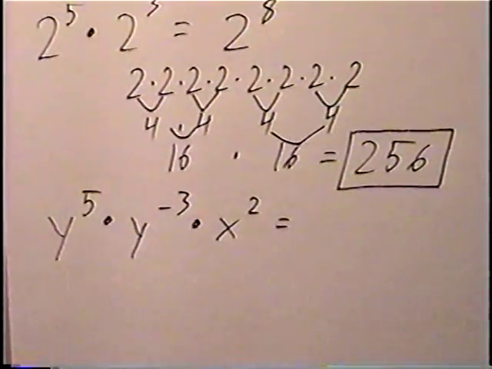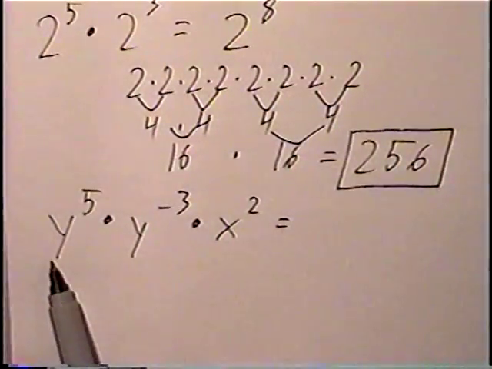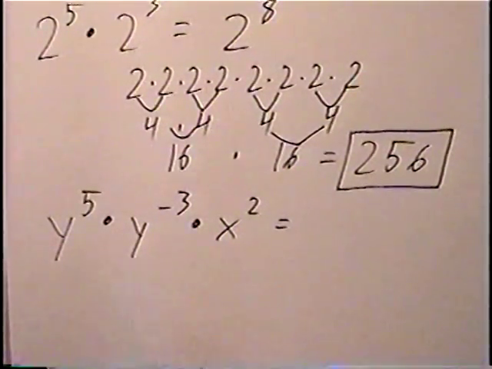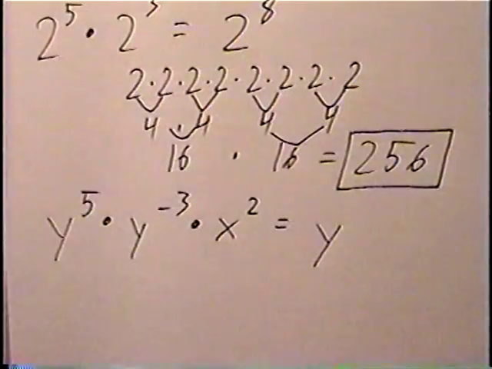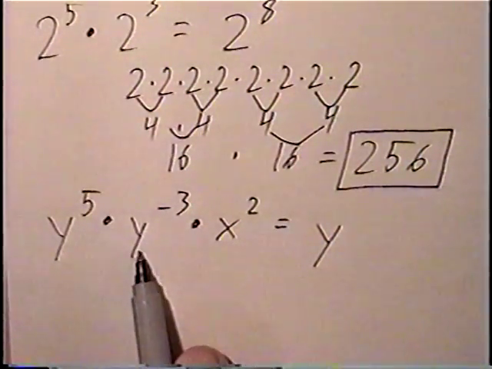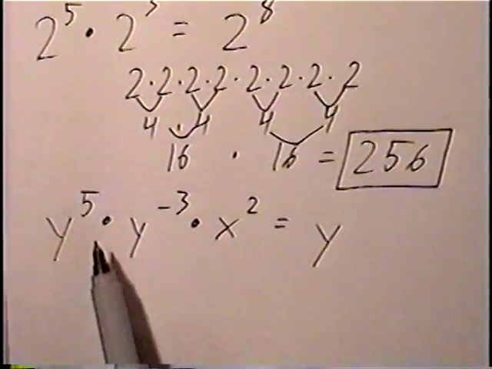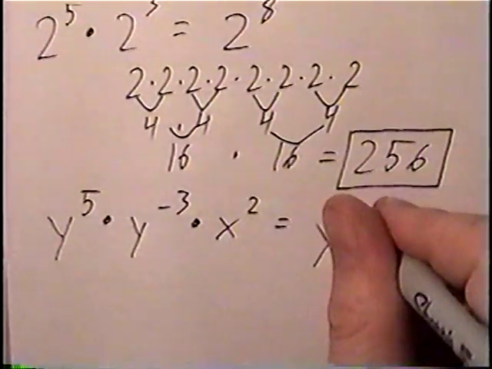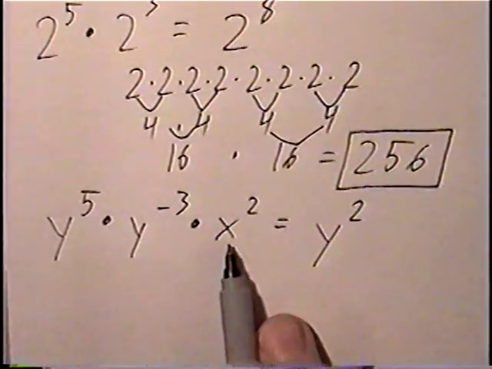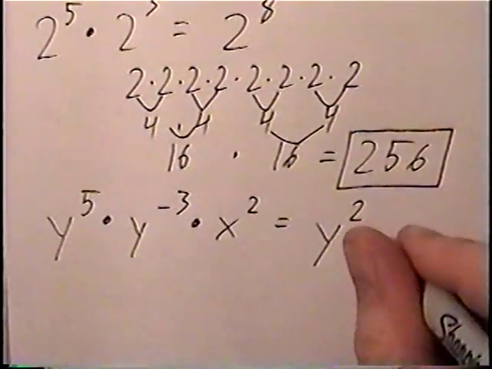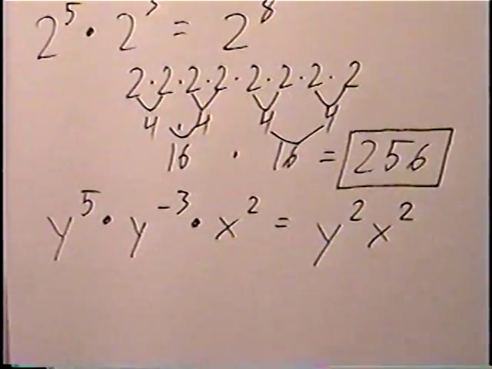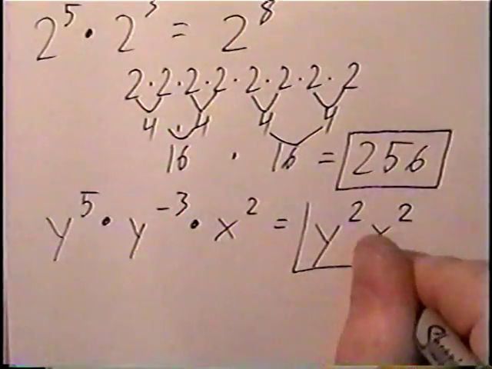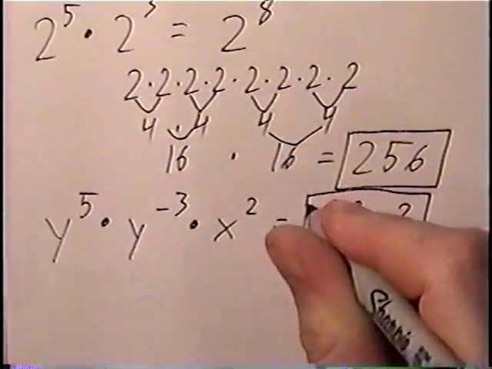The multiplication property of exponents can only be used when you have the same variable or same numbers. So the y values we can combine. Y to the 5th times y to the negative 3. Adding those together, 5 plus a negative 3 would be 2. And the x squared we cannot combine, but we'll leave it the same in our answer. So our final answer would be y squared times x squared.